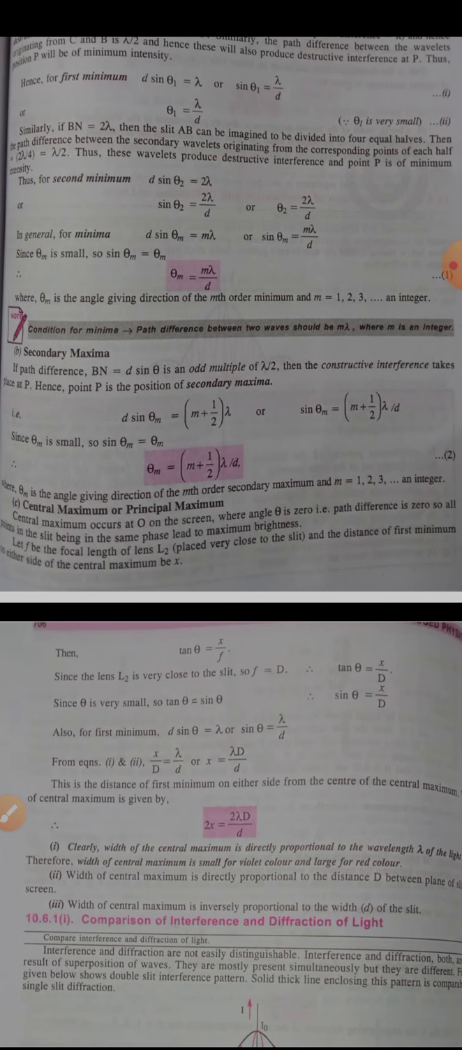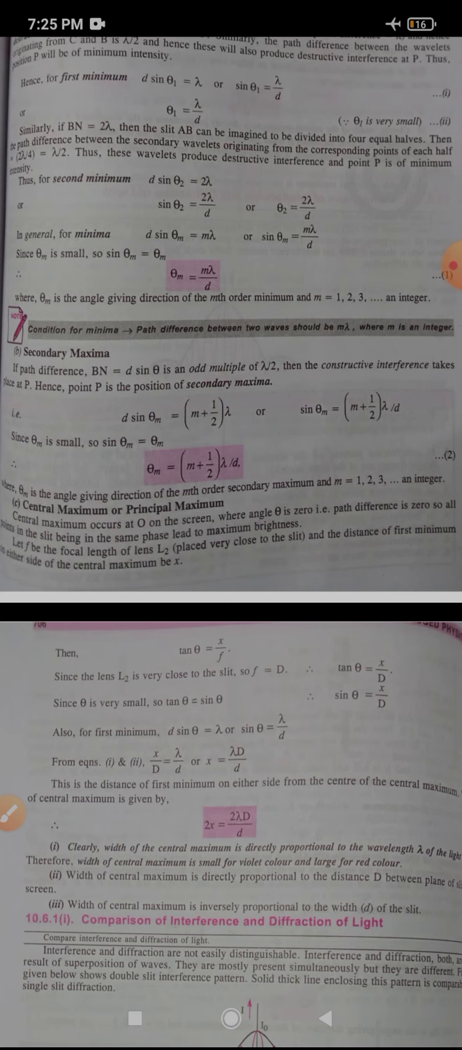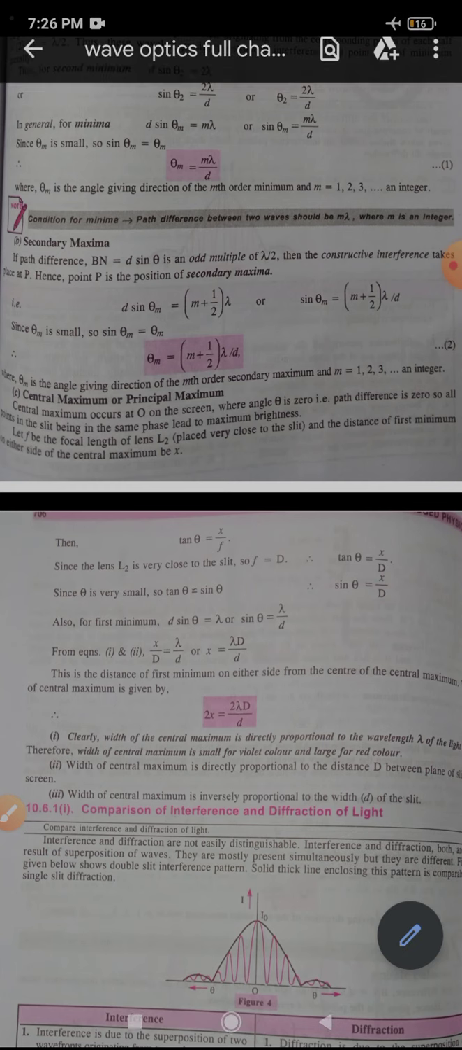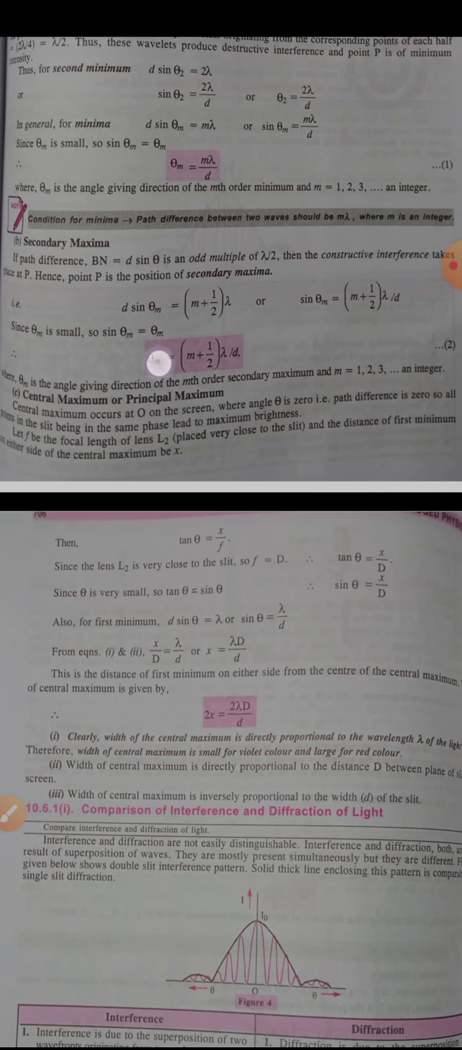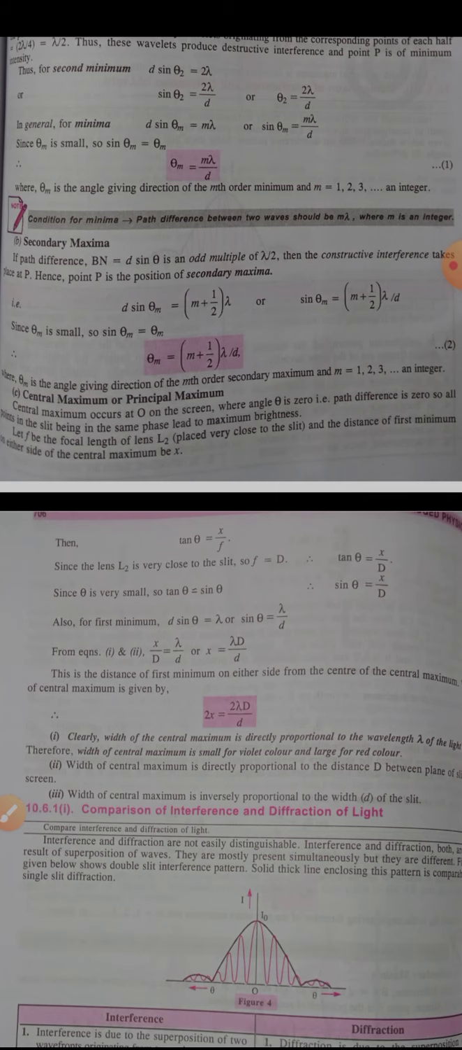So at that time we get d sin theta m is equal to (m plus 1 by 2) lambda, or sin theta m is equal to (m plus 1 by 2) lambda divided by d, where theta m is very small. So sin theta m is equal to theta m. In general we can write theta m is equal to (m plus 1 by 2) lambda divided by d. That theta m gives the angle giving the direction of the mth order secondary maximum, where m is from 1 to n.